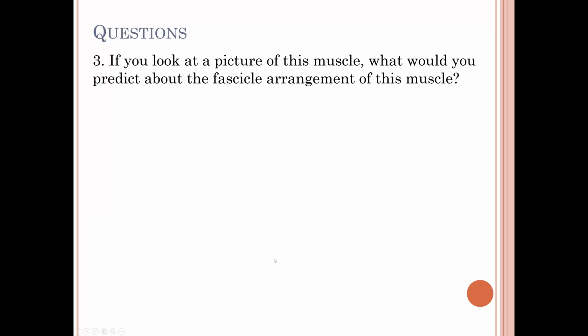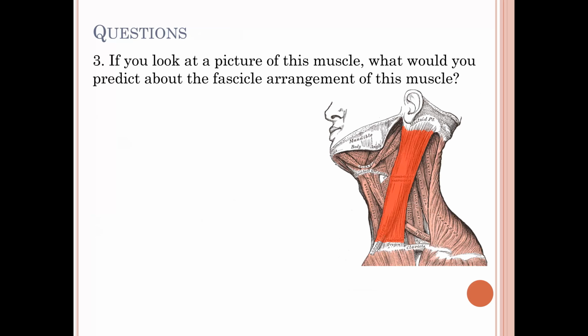Number 3, if you look at a picture of this muscle, what would you predict about the fascicle arrangement of this muscle? So here is another picture. Again, we can see that it is originating on the clavicle and the sternum, the manubrium, and that it is inserting on the mastoid process behind the ear. And if you notice, all of the fascicles run parallel to each other, making this a parallel muscle. And of the two shapes or types of the parallel muscles, this would be the wrapping type.